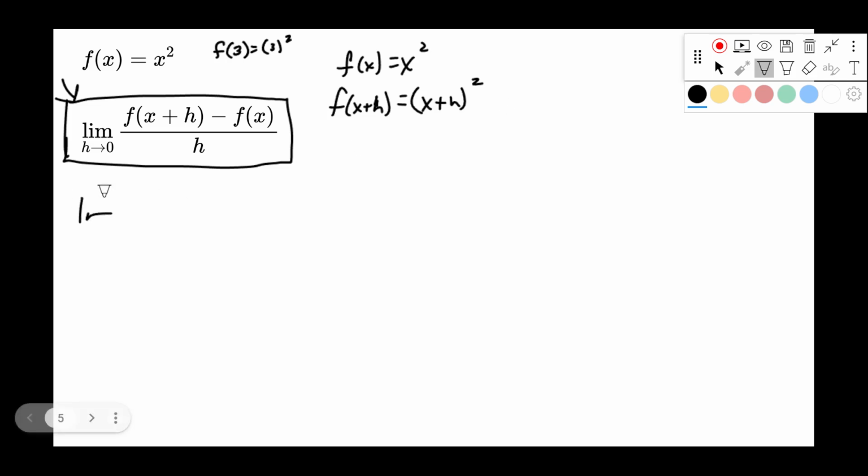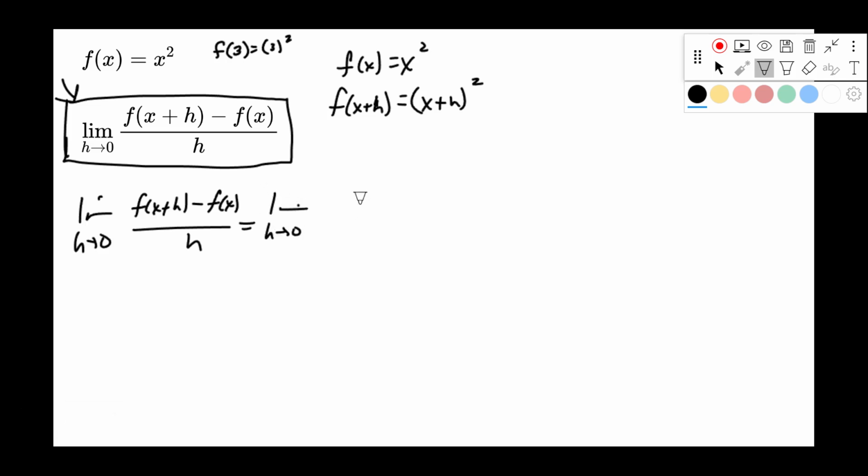So the limit as h goes to 0 of f of x plus h minus f of x over h is the limit as h approaches 0 of x plus h squared. That's what f of x plus h is. This is the f of x plus h part. Minus f of x. What's f of x? Well, it's x squared. Minus x squared all over h. Now you can see what happens.